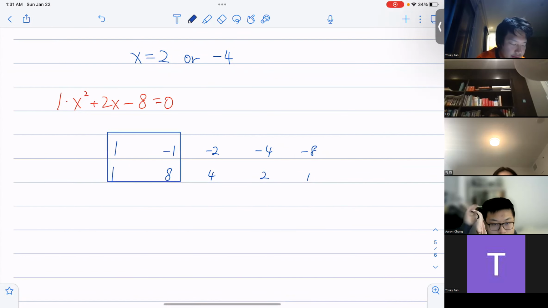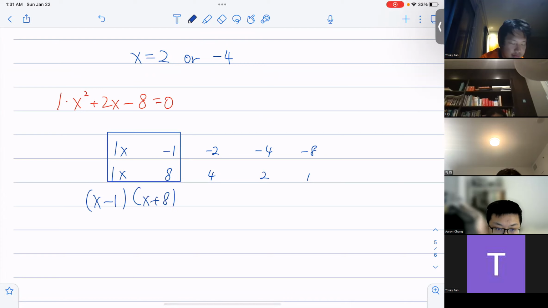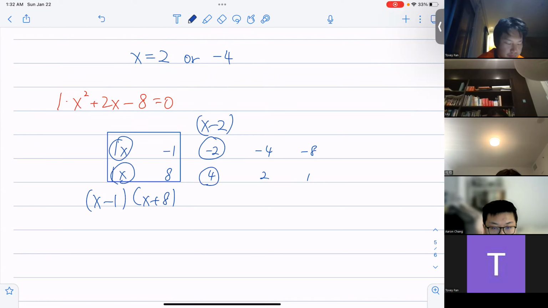Notice that, say that you tried this one. This actually just means x and x. So this means that x minus 1 is your first factor and x plus 8 is your second factor. Make sense? If you try the second group, it simply means that x minus 2 is your first factor and x plus 4, because this is a positive number, so x plus 4 is your second factor, and so on. It just means you have the first factor on top, second factor on the bottom.